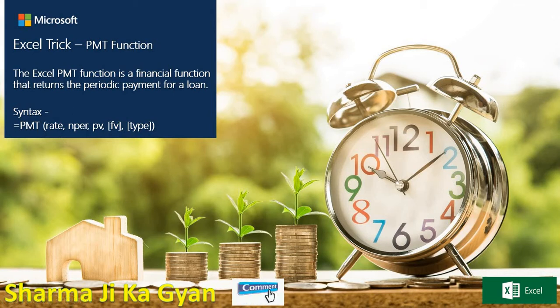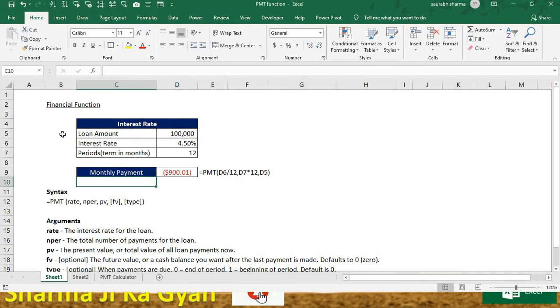Let's suppose you borrow some loan amount and you want to check what your EMI would be if you take the loan for 2 years, 3 years, or 4 years, according to the interest rate and the amount. Let's see a few examples for the PMT here.